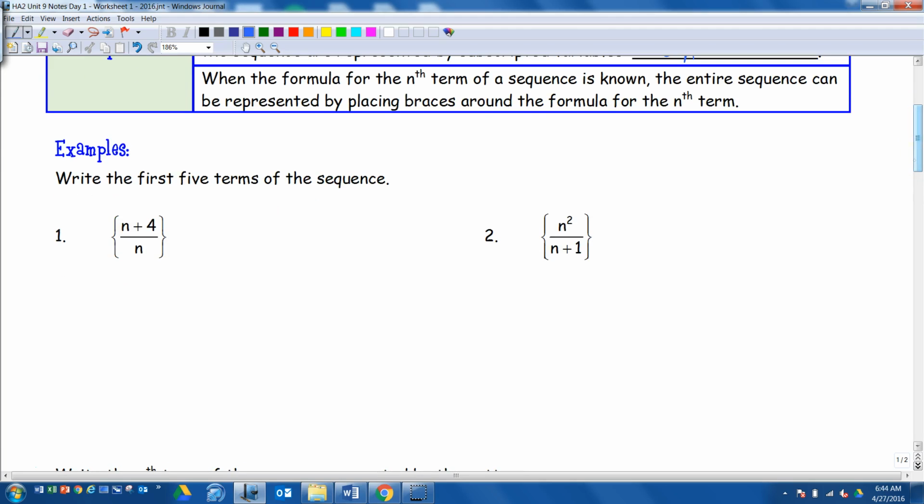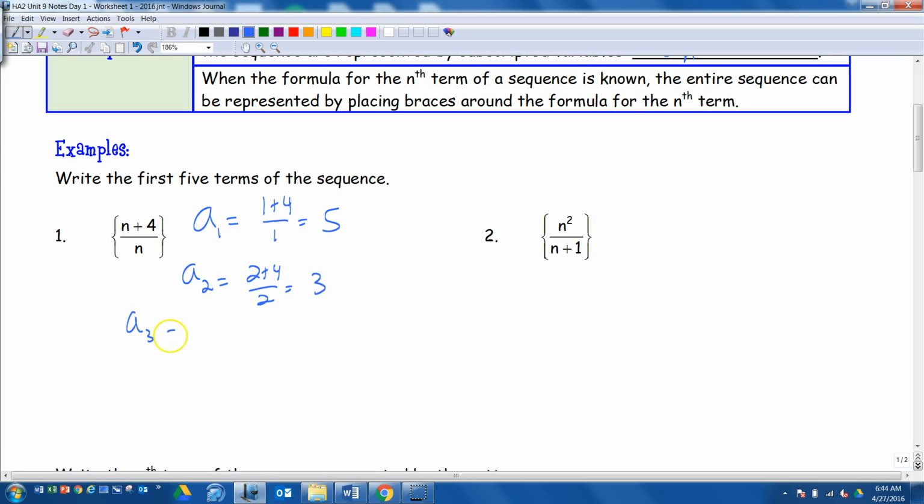Okay, so let's look at this. Write the first 5 terms of the sequence. So this is our sequence, and remember, we want to find each term starting at when n is 1. So a sub 1 means when n is 1, I get 1 plus 4 over 1, which is 5 over 1. So the first term of the sequence is 5. Now I want to know what the second term is. Well, a sub 2 means when n is now 2. So I get 6 over 2, which is 3. And so on and so forth.